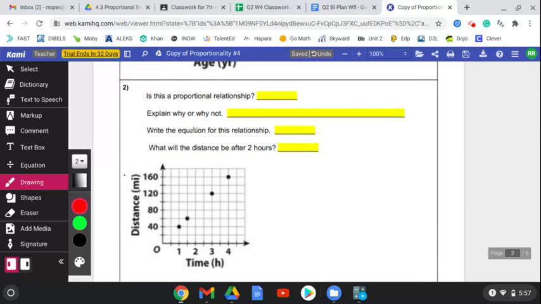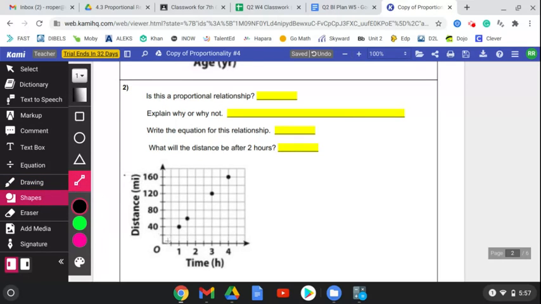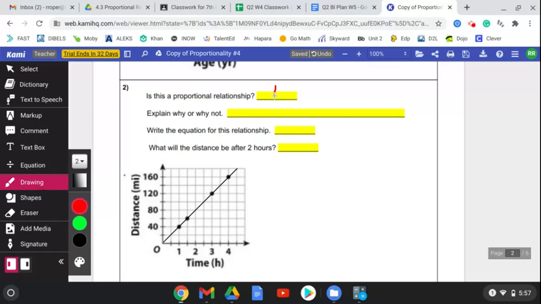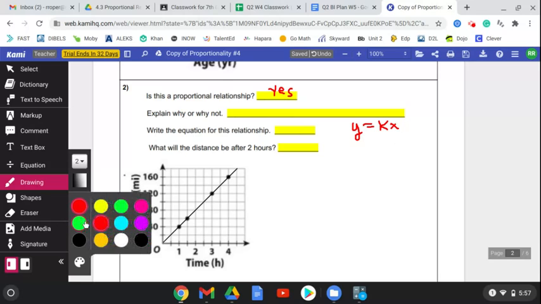Number two, is the relationship proportional? Okay, if I use my little shape tool here and insert line, you can see that if I connect these dots, it is a straight line that passes through the origin. So is the relationship proportional? I would say yes. And my explanation would be it is a straight line that passes through the origin. So let's write the equation for this relationship. Remember, the equation for a proportional relationship is y equals kx.